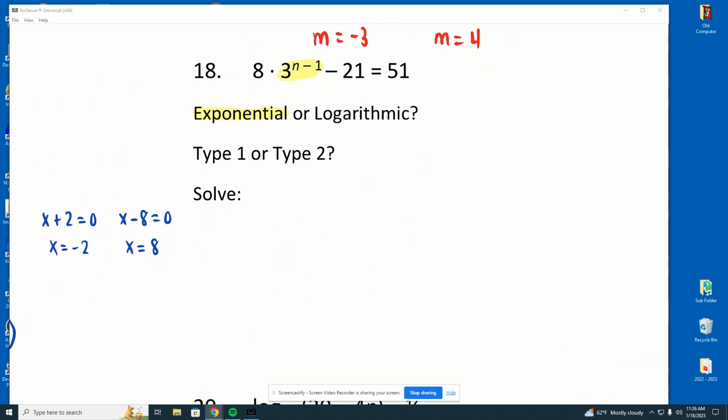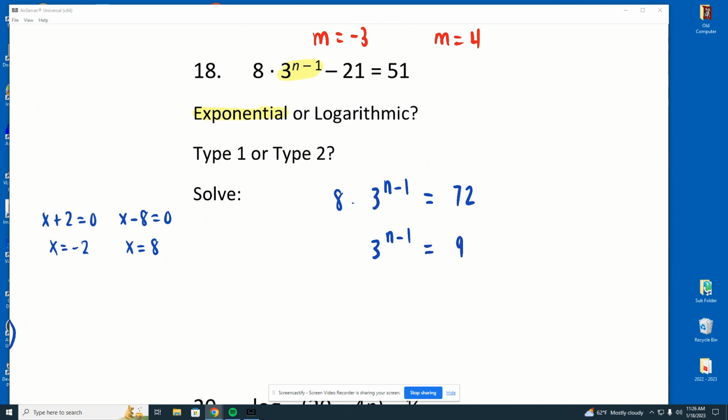So I'm going to add that 21. So I've got 8 times 3 to the n minus 1 power equals 51 plus 21 is 72. Then I'm going to divide by 8. So 3 to the n minus 1 power equals 9.